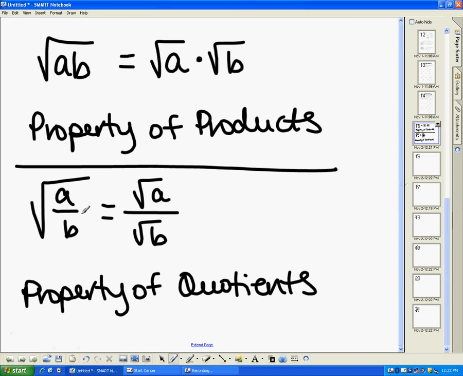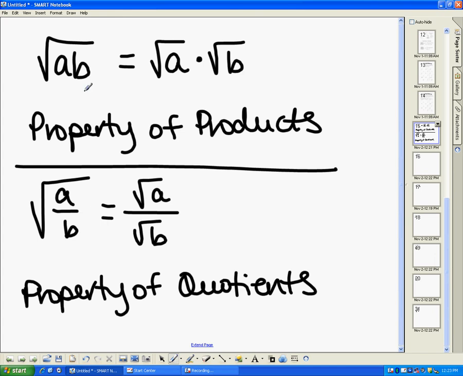Alright, I'm going to talk to you about how to simplify radicals. When you're simplifying radicals, the idea is that you want to get rid of any perfect squares that are inside the radical. It's kind of like simplifying fractions. You want to simplify it as much as you can. There are two properties that I want you to be aware of and make sure you use when you are simplifying radicals.